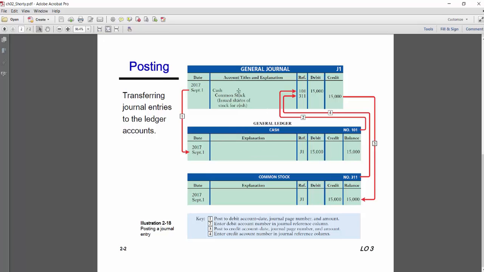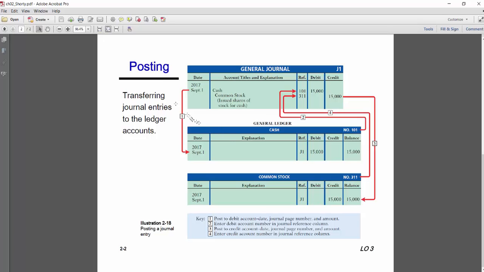There are many pages of journal with many journal entries, all in chronological order. There are multiple pages of ledgers, typically one or several pages for each account, but each account is separately maintained from every other account, so they're not mixed together. They each have their own page.